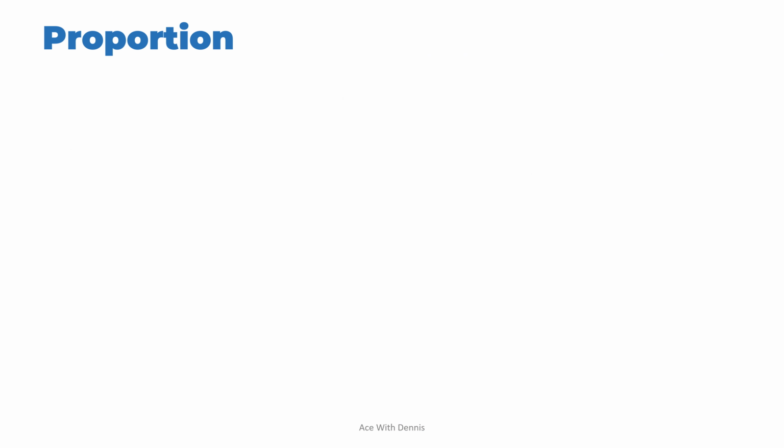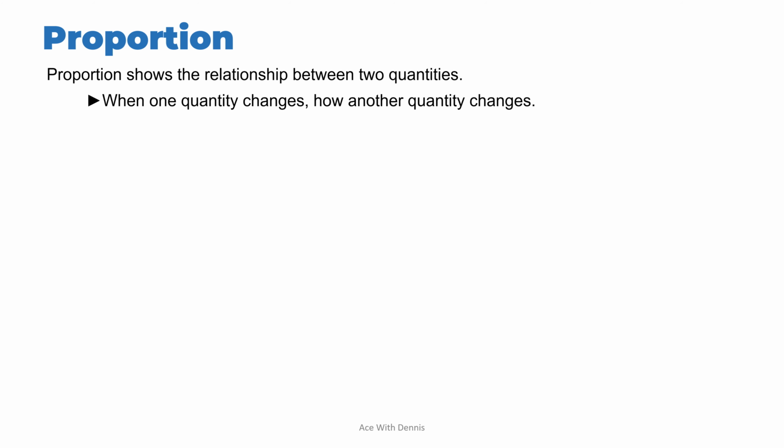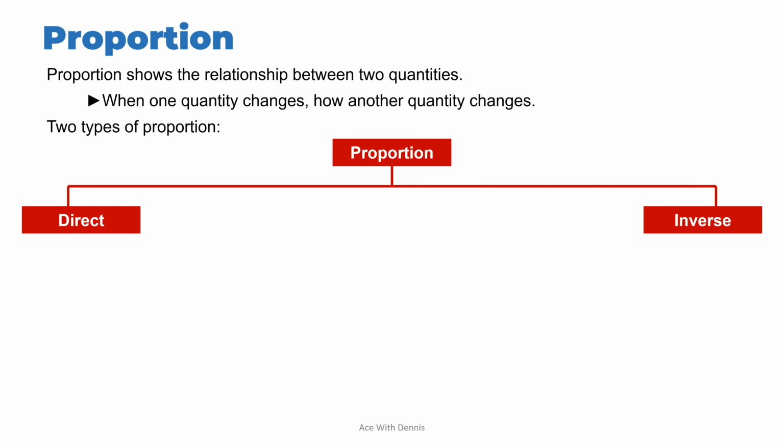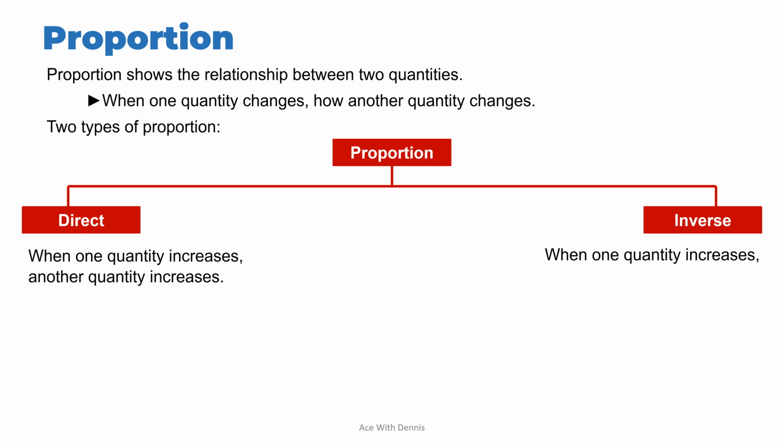What is proportion? Proportion shows the relationship between two quantities, which means when one quantity changes, how another quantity changes. There are two types of proportion: the first type is direct proportion and the second type is inverse proportion. For direct proportion, when one quantity increases, another quantity increases as well. For inverse proportion, when one quantity increases, another quantity decreases.